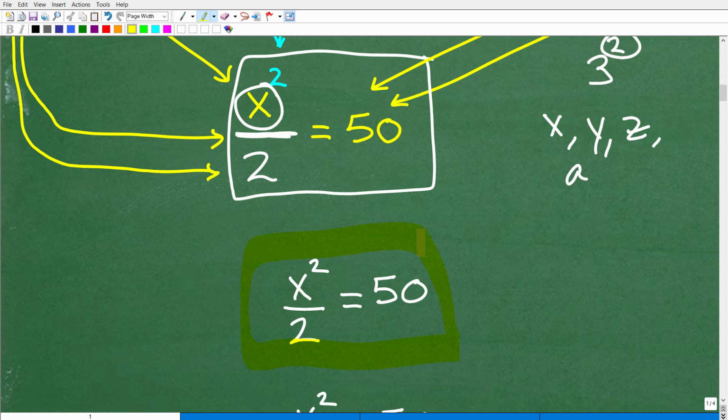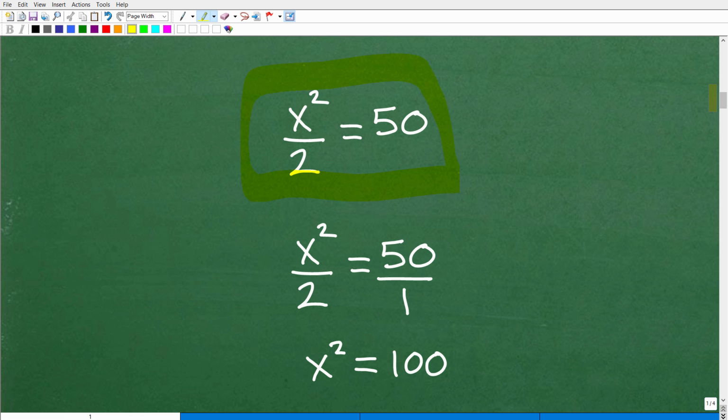Well, if you want to go ahead and give it a whirl real quick, of course, I already told you the answer. It's 10 and negative 10. But maybe you want to see if you can get that solution without seeing what to do. But let's go ahead and take a look at the easiest way to solve this problem.